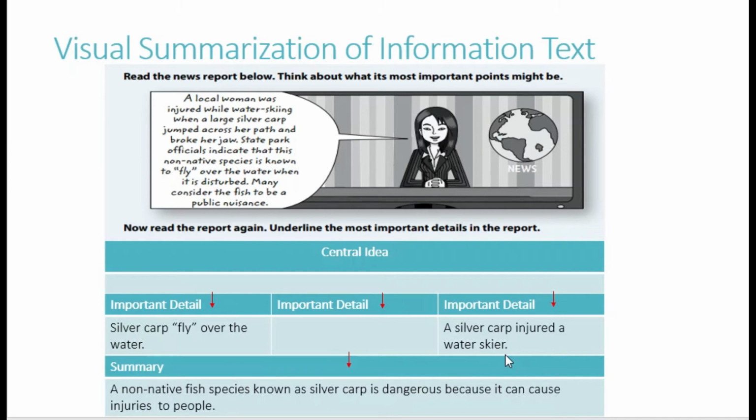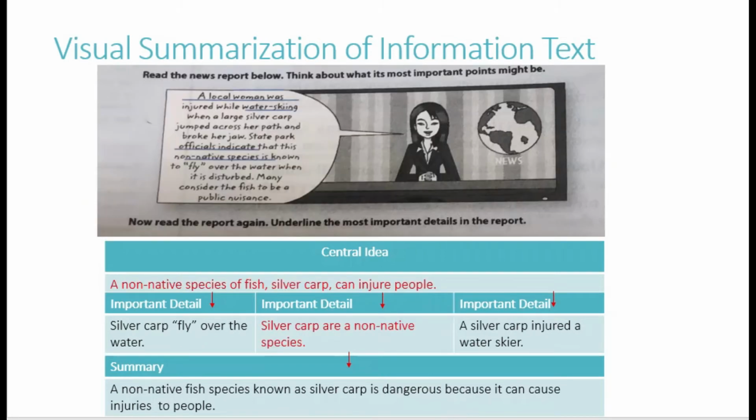Also, a silver carp injured a water skier. We have our summary provided. A non-native fish species known as a silver carp is dangerous because it can injure a person. All right, so our central idea would be a non-native species of fish, the silver carp, can injure people. And our important detail, which was left out, is that silver carp are a non-native species.